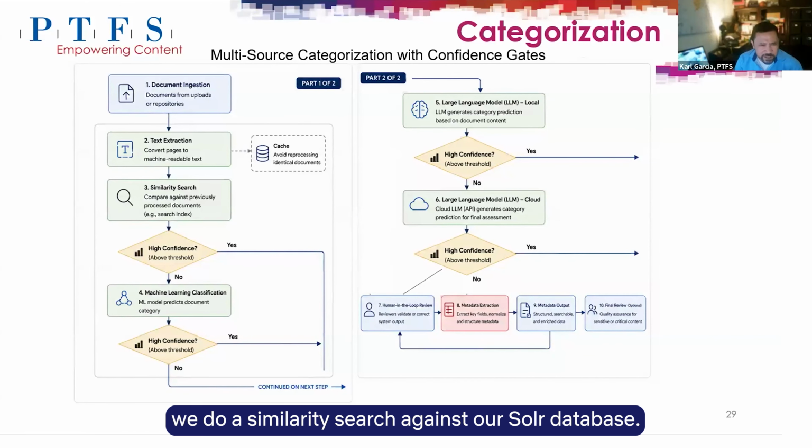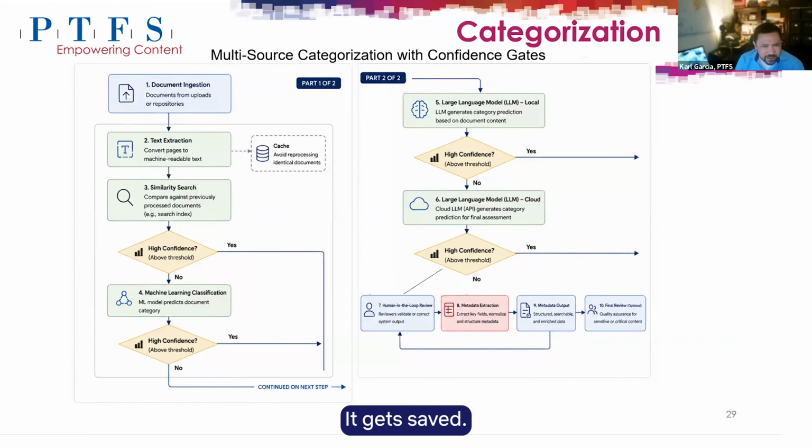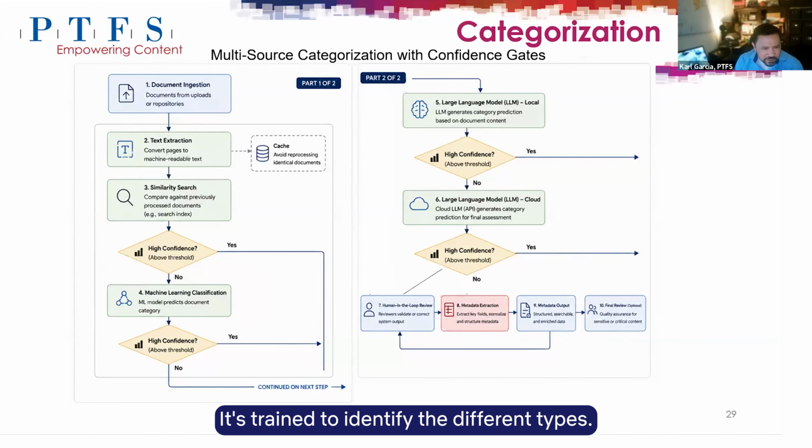Step 3, we do a similarity search against our Solr database. It will then compare it against our previous documents. If we get a confidence score that's high enough, in this particular case say 85%, set by the client, then we're good to go. It gets saved. If not, it goes to the next gate, machine learning classification, and it'll do its own thing there. It's trained to identify the different types.